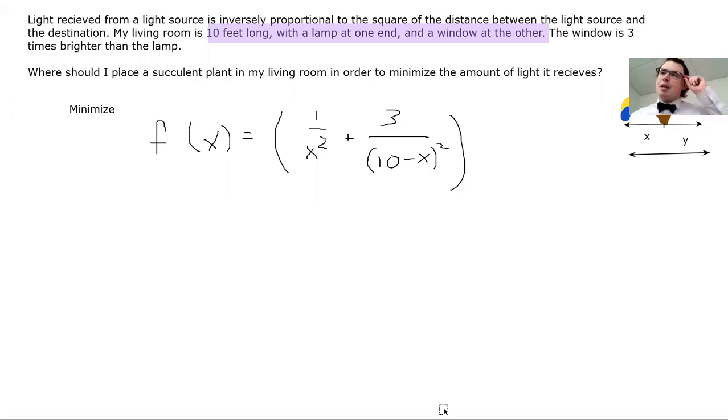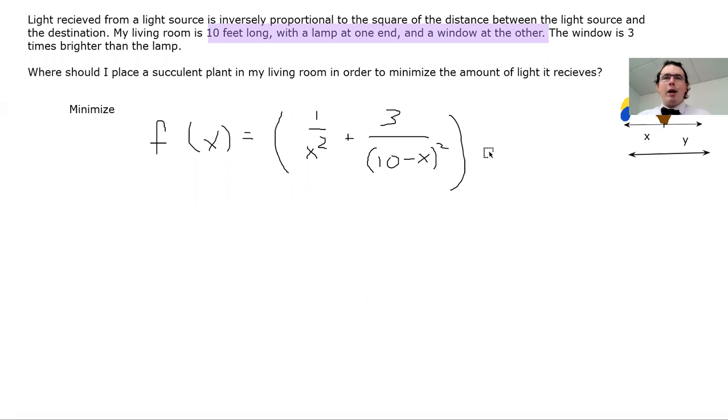So at this point, we have a function. The amount of light that my succulent plant receives, depending on where I put it in my living room, is modeled by this formula. So all I have to tell you is how close the plant is to my lamp, and then I'll get a number which represents, relatively, the amount of light that my succulent plant receives.